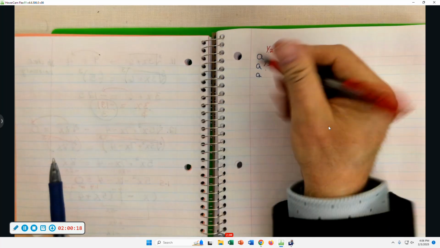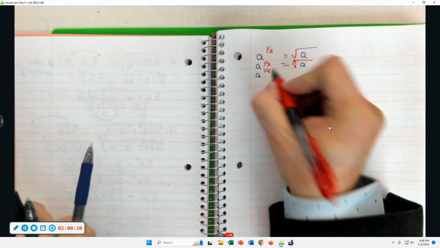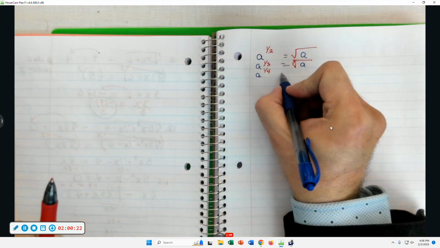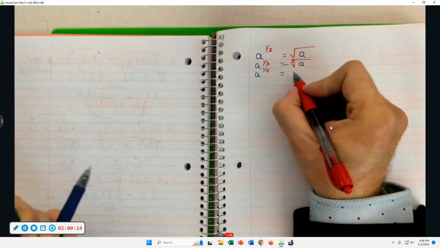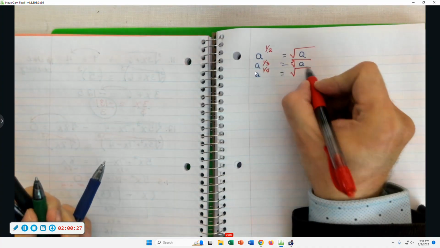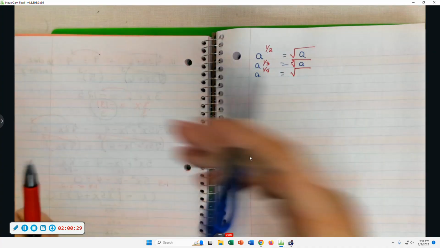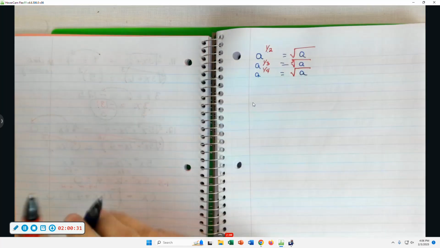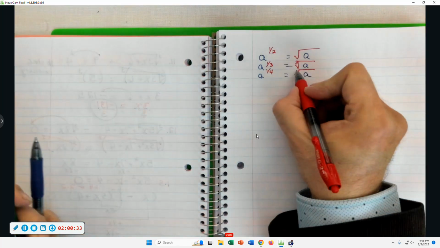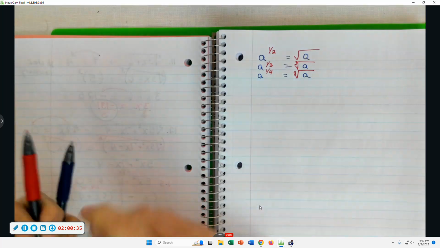A 1/4 exponent is the same thing. Do y'all want to guess? What sort of radical would be the same as a 1/4 exponent? What number are we going to put here? 4. Right here. 4, yeah. Okay. In general, here's a formal rule.